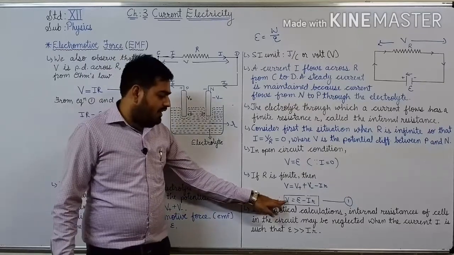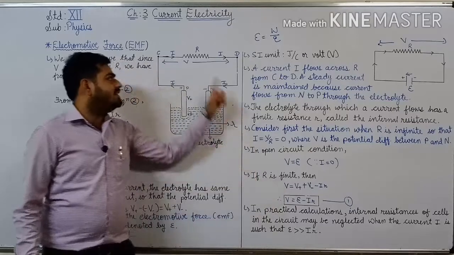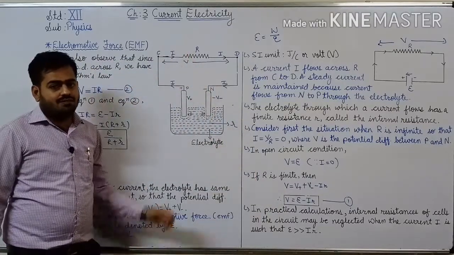This is called terminal voltage, this is called EMF, this is electric current, this is internal resistance, and this is the external resistance which we have connected.